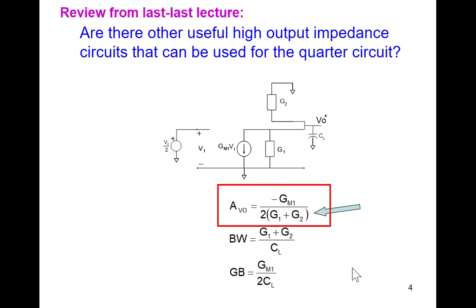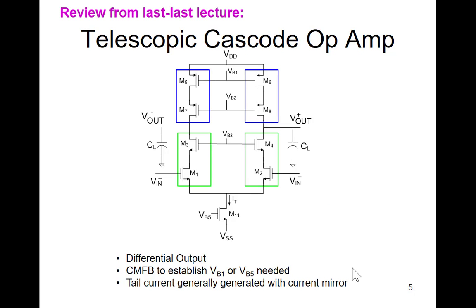Recall also that if we have a half circuit, once we know the 2 conductances, G1 and G2, and the conductance GM, the voltage gain was minus GM1 over G1 plus G2. The bandwidth was G1 plus G2 over CL, and the gain to bandwidth product was GM1 over 2CL. We talked about this on the second lecture. I just want to keep reinforcing the fact that if we get these parameters of the 2-port, we can get the parameters of the half circuit. And of course, we get the parameters for the whole op-amp circuit as well.